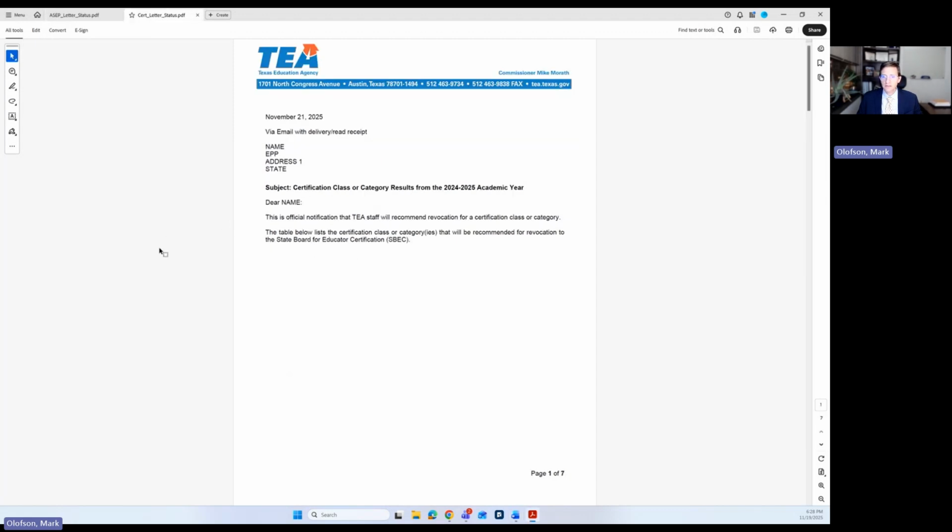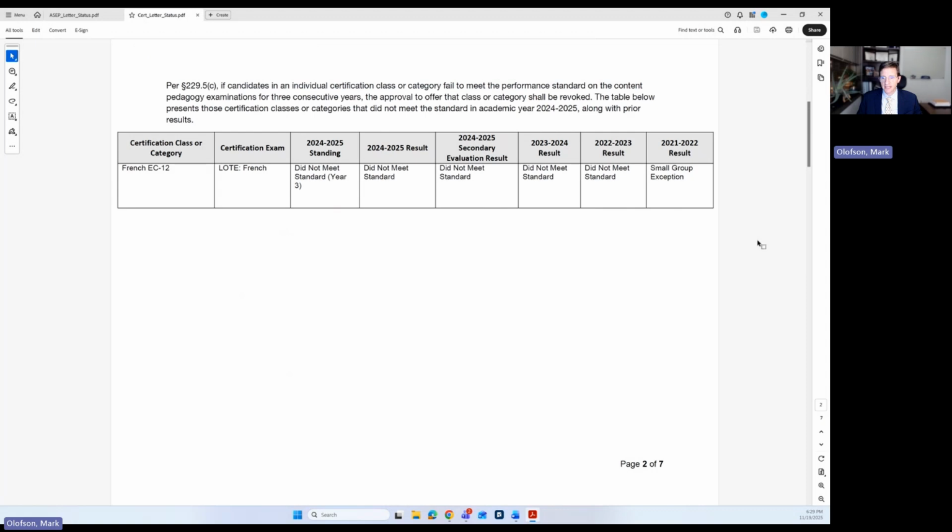Shifting now to the new certification class or category letter, this letter contains information about the results of analyses conducted under TAC 229.5. This letter provides notice of any certification class or category that did not meet the standard for this year for 3 years in a row, which requires revocation, as well as the overall pass rate evaluation results for all certifications. The first page provides notification if your EPP has a certification class or category that has failed for 3 consecutive years. The results are provided in this data table.